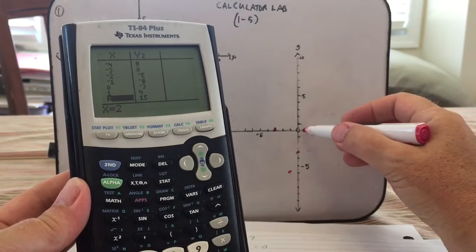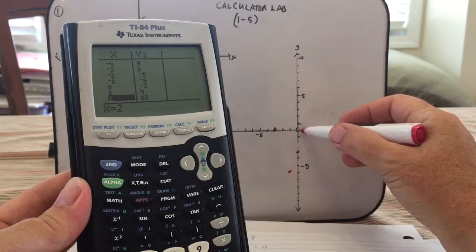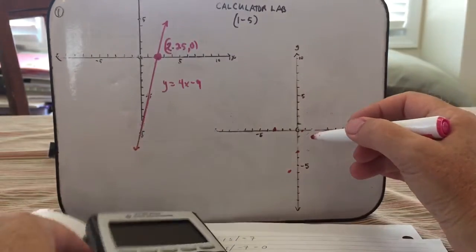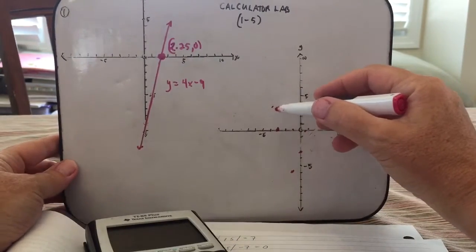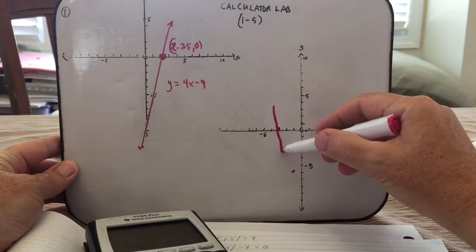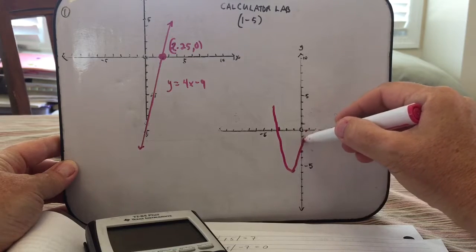0.5. I forgot to draw it on here, didn't I? There it is, 0.5. Okay, so now I just need to kind of connect these and make them look like a good loop. There's certainly other points I could get.